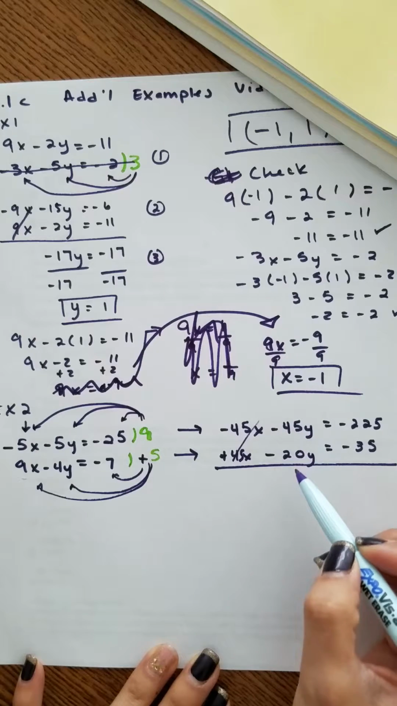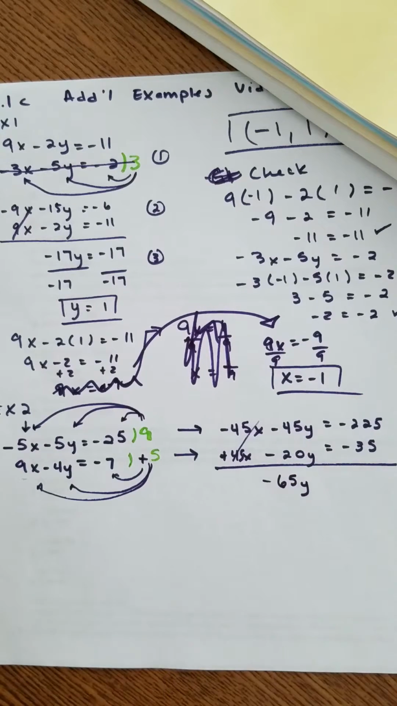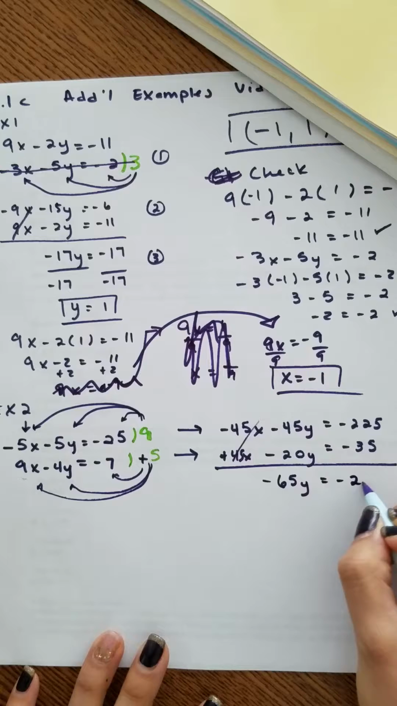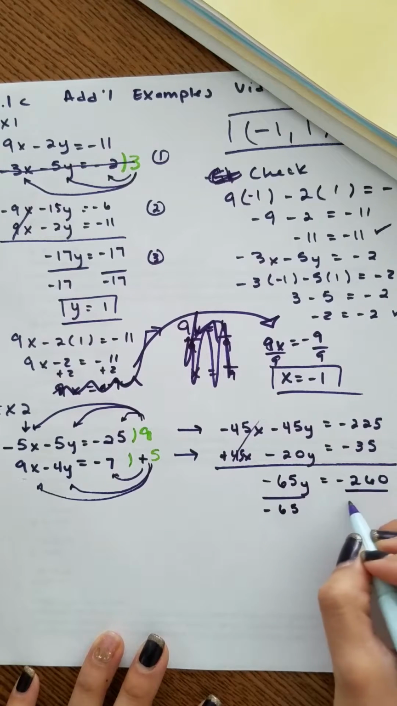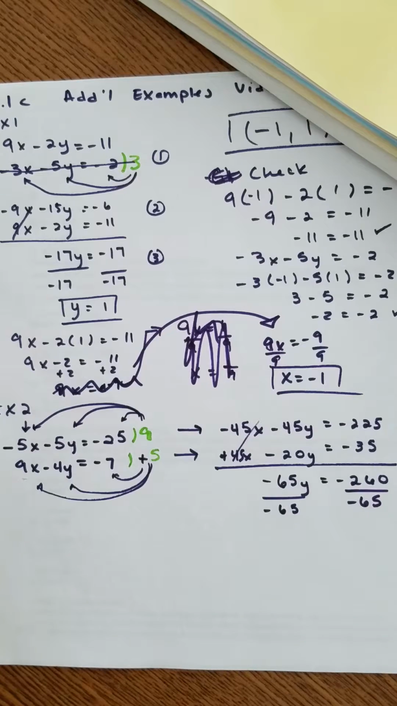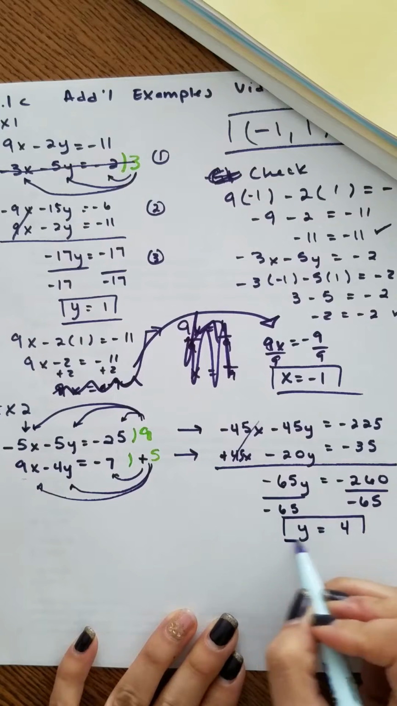Okay, so negative 45 minus 20 is negative 65y. And negative 225 minus 35 is going to give you negative 260. We're going to divide both sides by negative 65. Let's see what happens. And 4. Okay, so we get a nice number there. So y is equal to 4.